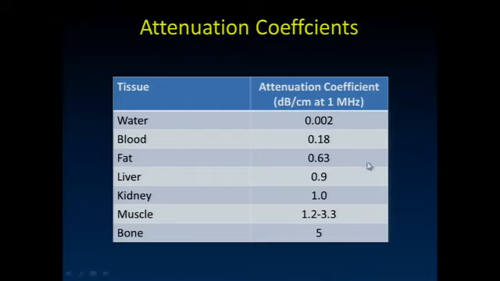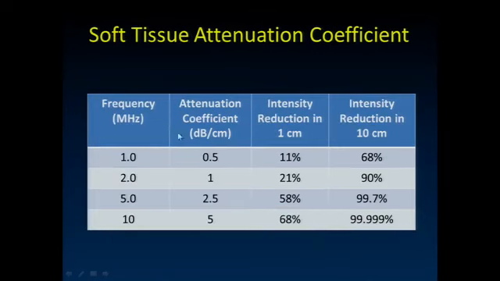Okay. Let's utilize these numbers a little bit to kind of make a couple of math problems, right? So here's the frequency of our transducer. We're going to go from a 1 to a 2 to a 5 to a 10. Attenuation coefficient in decibels per centimeter: 0.5, 1, 2.5, and 5. So how much intensity reduction do we get traveling through 1 centimeter of this soft tissue? Well, 11%, right? 21% for the 2 megahertz, 58% for the 5 megahertz, and 68% for the 10 megahertz.